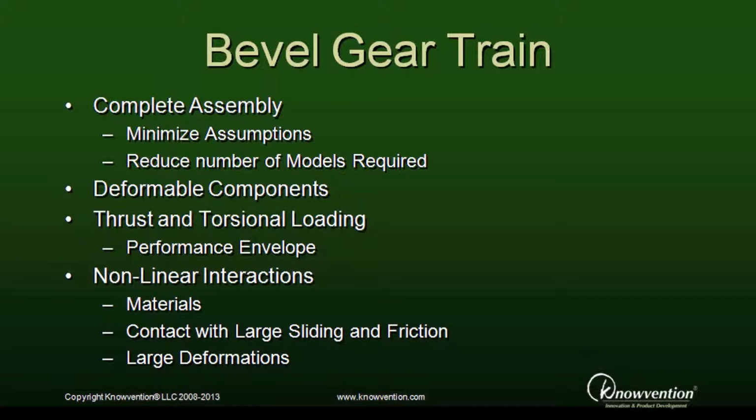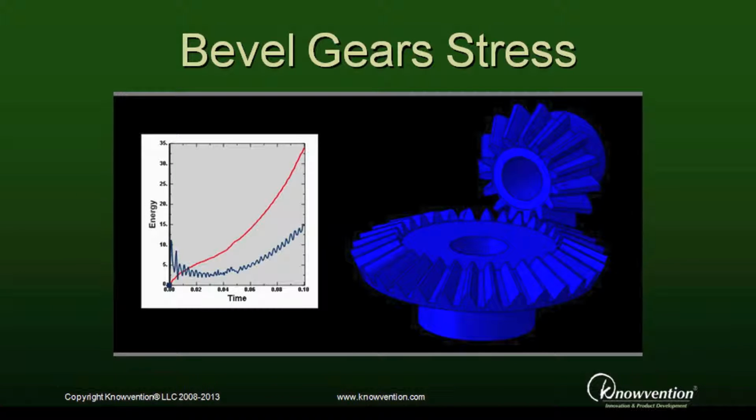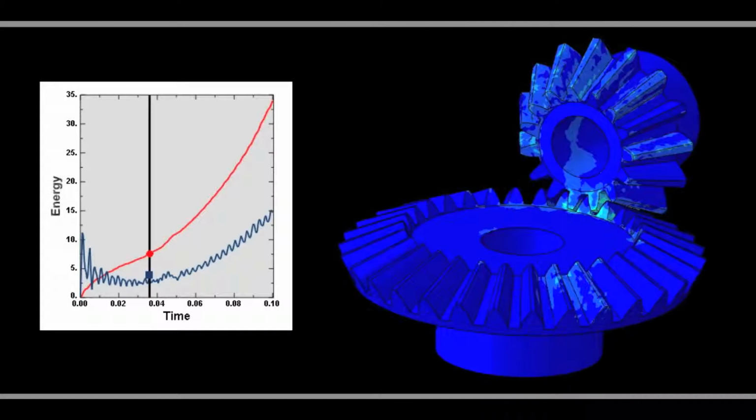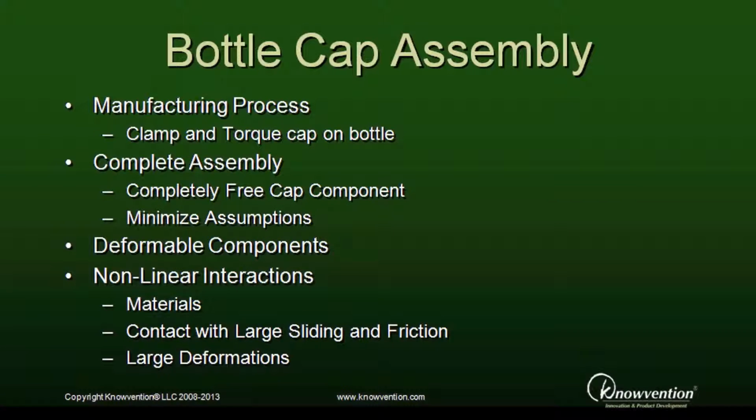Here is a bevel gear set showing the same principles. We can determine performance envelopes under operating conditions of combined thrust and torsional loading. This leads to efficient use of safety margins and the development of robust designs with tolerances specified for cost-effective manufacturing. This movie shows the gear train stresses along with frictional and strain energy plots.